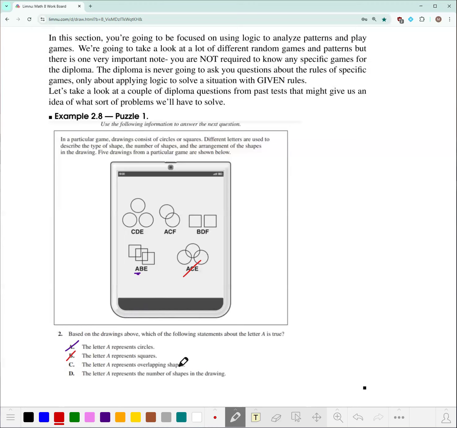The letter A represents overlapping shapes. Well, all of those do overlap, but let's make sure we can do a counterexample for D first. The letter A represents the number of shapes in the drawing. Well, these 2 have different numbers, so it can't be that. So that means our answer must be C. Notice I'm not just proving by using logic here. I'm actually more focused on disproving by using logic to make those easier.